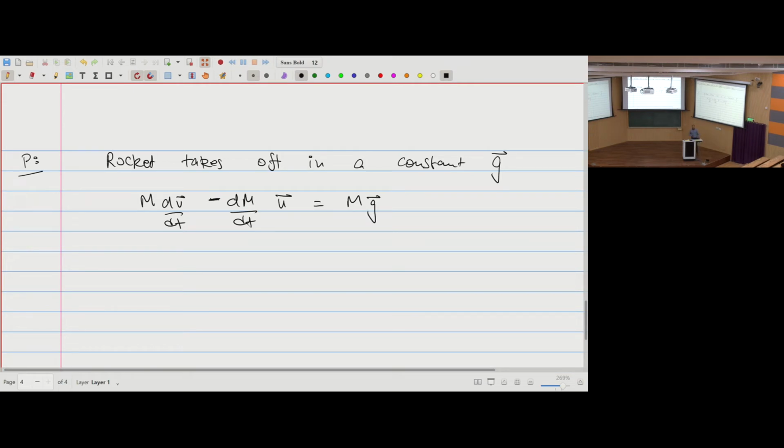This time we have an external force, that is the force due to the Earth's gravity. So the rocket is, let's say, about to launch. So there is a gravity force. The direction of gravity this way is, rocket wants to launch.